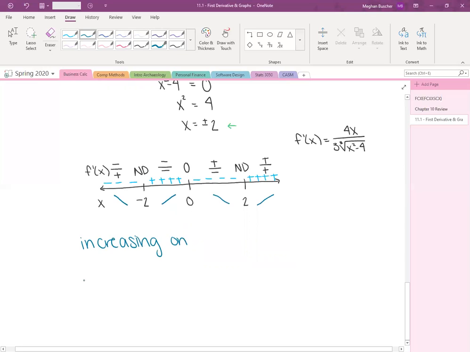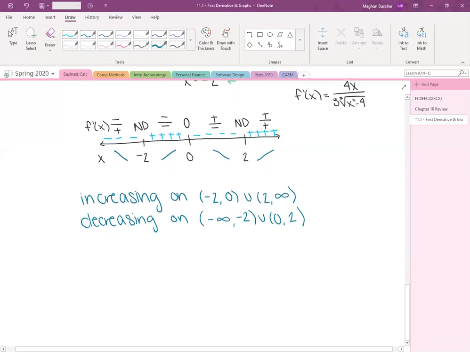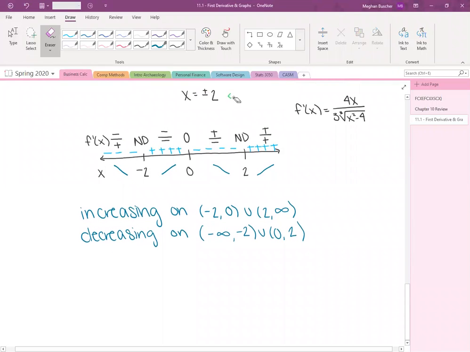Okay? So we are increasing on what intervals? -2 to 0 and 2 to infinity. Awesome. And we are decreasing on what intervals? Negative infinity to -2 and 0 to 2. Awesome. Okay.